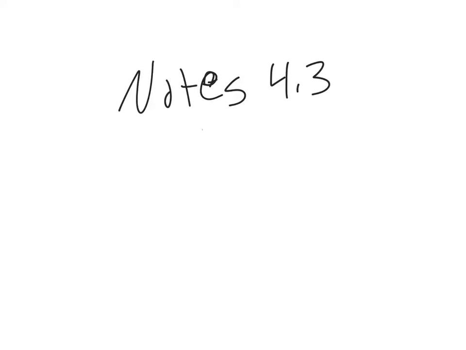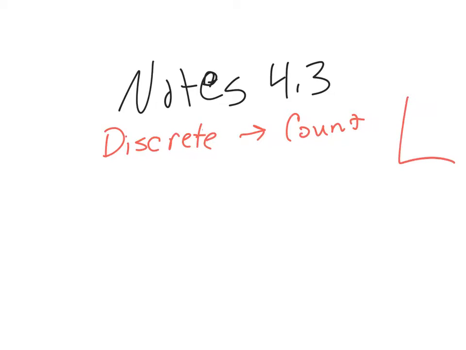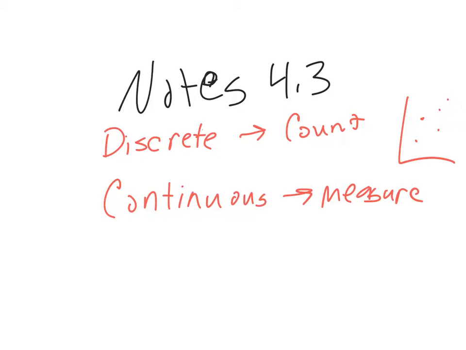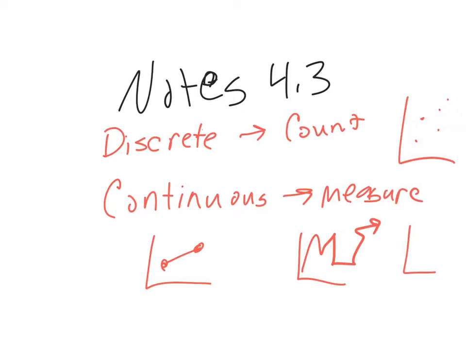All right, ladies and gentlemen, before we move into notes 4.3, I want to take a minute to review some information. I want to remind you that discrete graphs or discrete functions are things that we count, and the graphs often have individual points, whereas a continuous graph are things that we measure. And these graphs have lines. So it might be 2 points that are connected. It might be something that looks like that. But in some way, the points are connected.